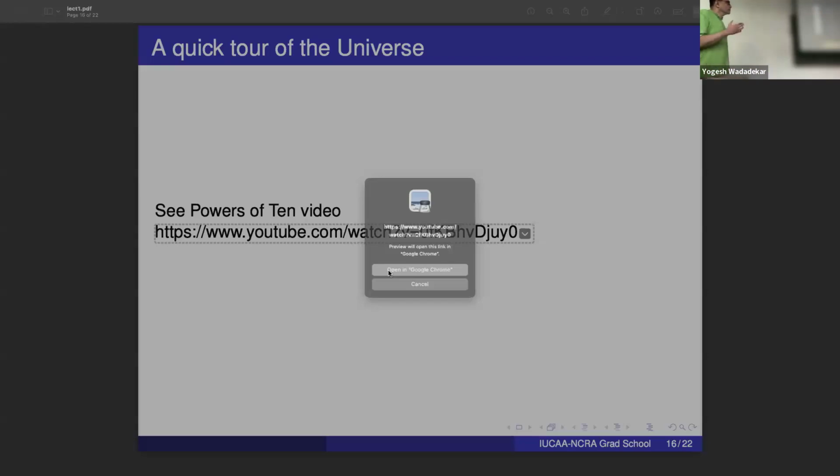So what have they done now, they've gone up to 10 raised to 24 meters. And most of space looks like this. This lonely galaxy, like dust in the sea. This emptiness is normal. The richness of our own neighborhood is the exception.